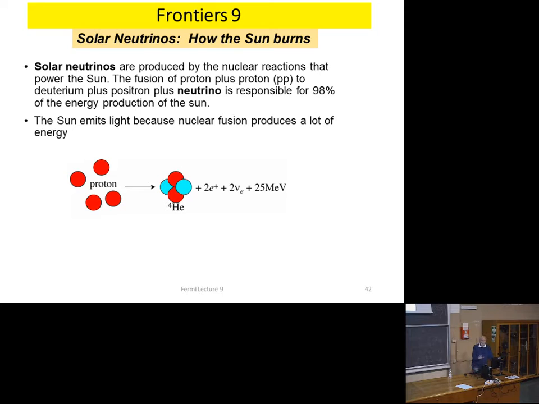So this is, again, writing it more in formula. We start with 4 protons. They fuse together in the density that's in the core. They make 2 positrons and 2 neutrinos in addition to the helium-4 itself, and release 25 MeV of energy. And these are the electron neutrinos.